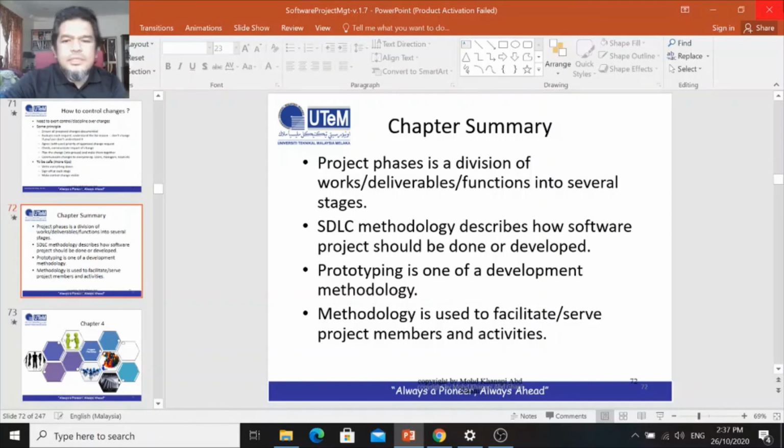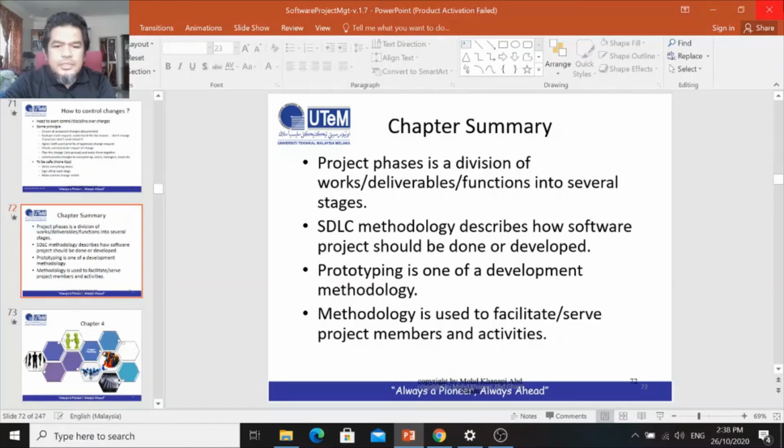The SDLC methodology describes how a software project should be done or developed. So you need to adopt or adapt any methodology that is appropriate to your project. Don't take 100% of the methodology. You need to customize it and tailor it to your project needs. You need to cut down the process to meet your company requirements, making sure that the project can be a success.